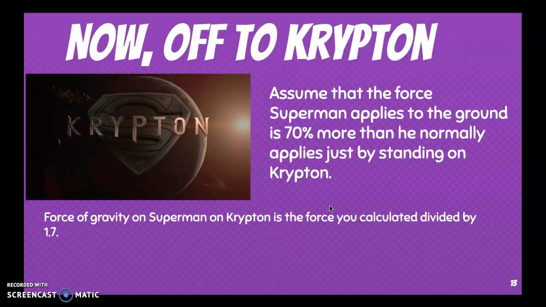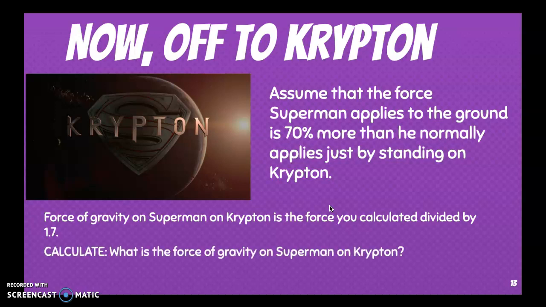So you calculated the force that he pushed off the ground. The force of gravity on Superman on Krypton is that force divided by 1.7. Calculate the force of gravity on Superman on Krypton. So that's just the force you calculated earlier divided by 1.7.